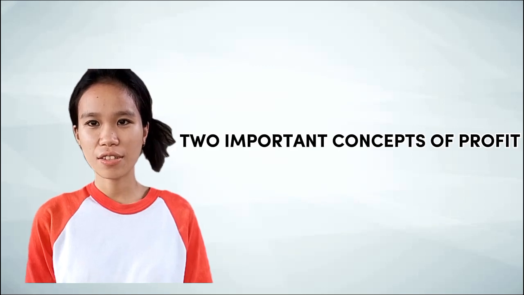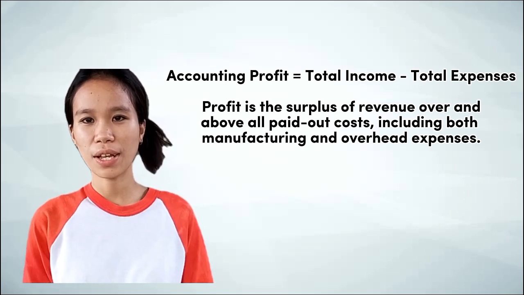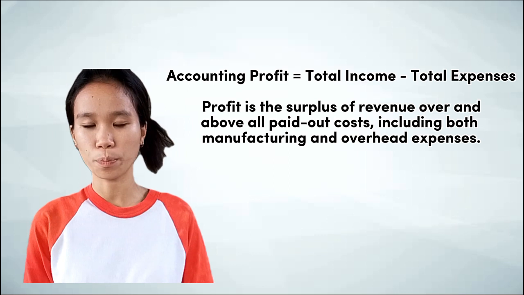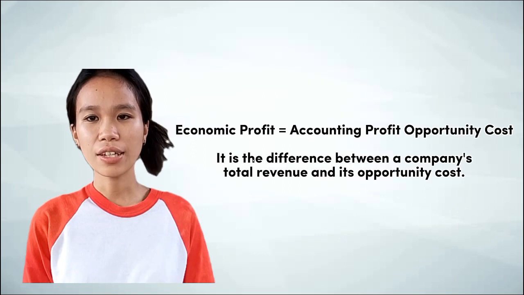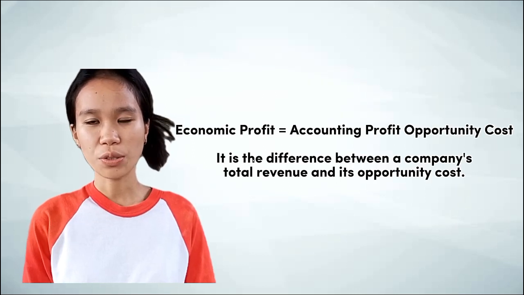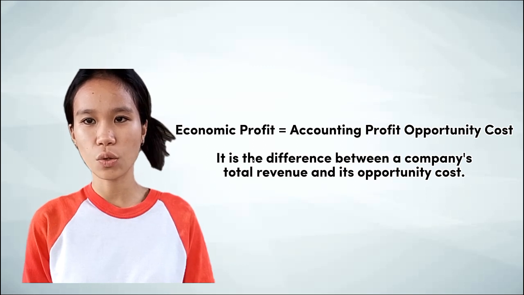Two important concepts of profit. Accounting profit is equal to total income minus total expenses. Profit is the surplus of revenue over and above all paid out costs, including both manufacturing and overhead expenses. Economic profit is equal to accounting profit minus opportunity cost. It is the difference between a company's total revenue and its opportunity cost.